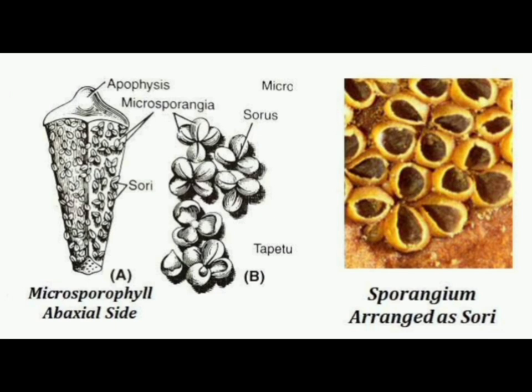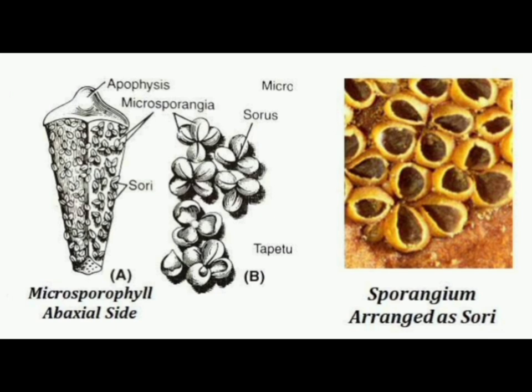Okay, so microsporangia are arranged in sori around a central papilla. Sori is the plural of sorus, and in between the sori we can find hair-like structures. So it is in this sorus that microsporangia can be seen, and microsporangia are actually sac-like structures. They have a very short stalk and they are surrounded by a wall.